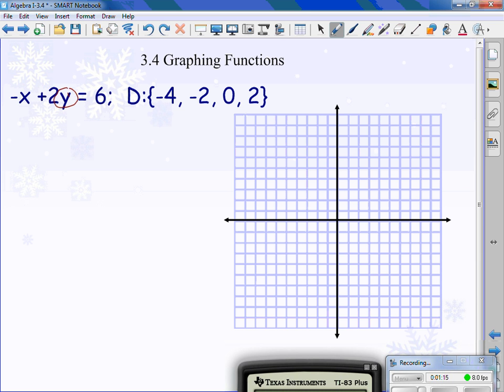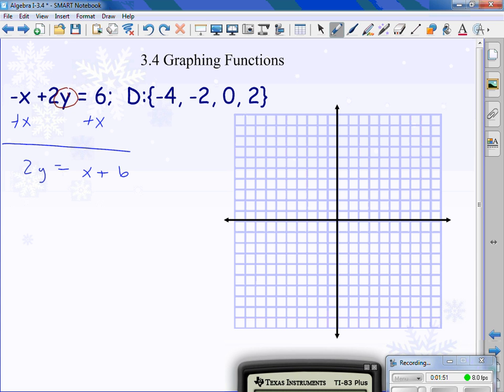To rearrange so it's y equals, what has to be moved first? How do I move that negative x? Add x. So I add x here, add x here. 2y equals x plus 6. Because x and 6 have nothing in common, I can't put them together.